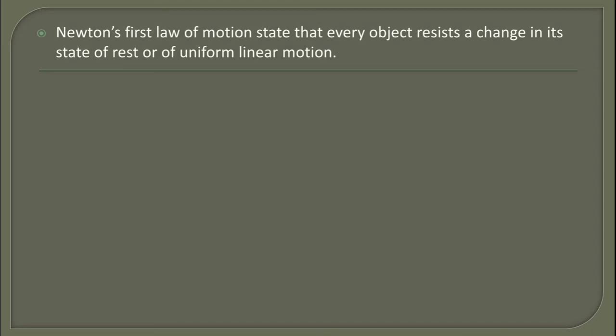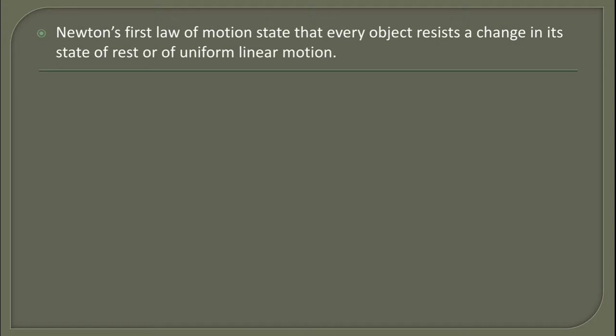So let us see. But before going in detail with this lesson, let me recall to you Newton's first law of motion. Newton's first law of motion states that every object tries to maintain its state of rest or of uniform linear motion unless it is compelled by some unbalanced external force. Or in other words, we can say that Newton's first law of motion states that every object resists or opposes a change in its state of rest or of uniform linear motion.